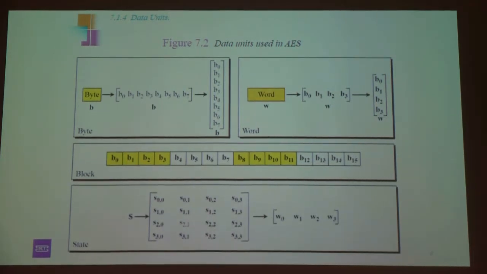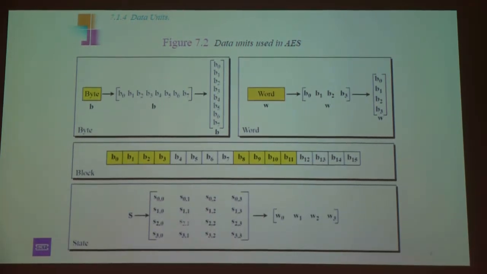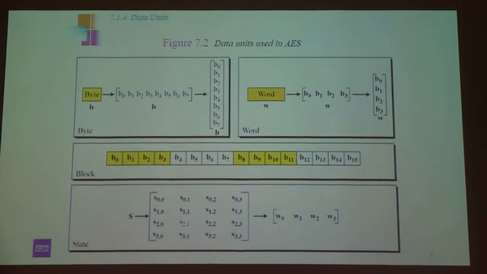All right, let's cover some of the basics. We are dealing with data, and the data is put together in blocks. What is the smallest unit of the data? Bit. We're going to deal with bits. So 8 bits together make a byte. The smallest block in this algorithm is the byte, which has 8 bits, and we could arrange them in one row or one column.